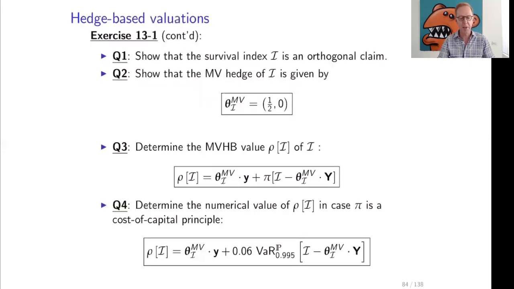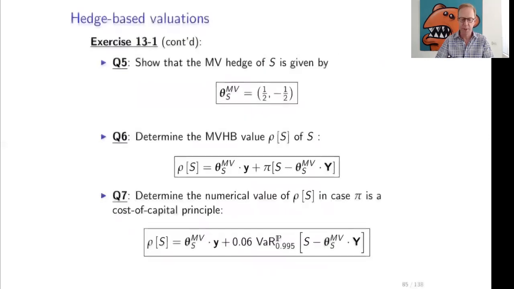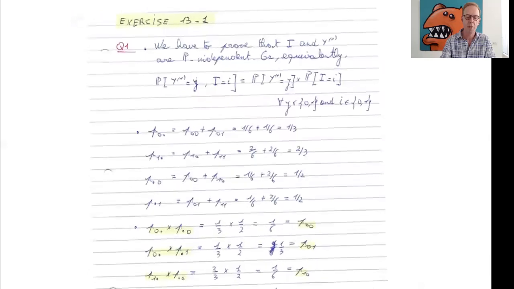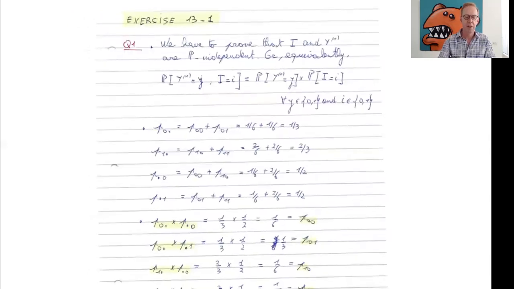First question that we have to answer: show that the survival index is an orthogonal claim in this setting. Let's take the solutions. So if we have to prove that the survival index is an orthogonal claim, actually we have to prove that I is independent of all traded risky assets. There is only one traded risky asset, namely Y1. So we have to prove that I and Y1 are independent under the measure P.